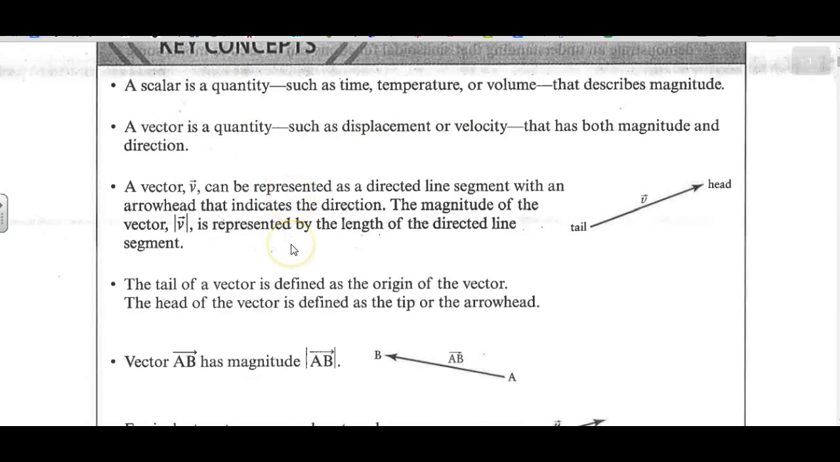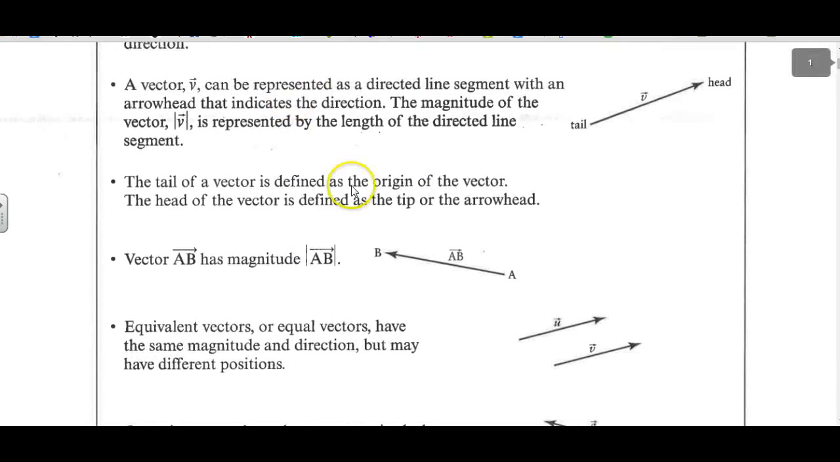Scalar, vector, and then an indication of what a vector looks like or how we picture a vector. We picture it as an arrow. This is the back of the arrow, this is the front of the arrow, and that indicates that whatever is happening, it's going in this direction. And usually we make the arrow length relative to the size, quote unquote, of whatever's going on.